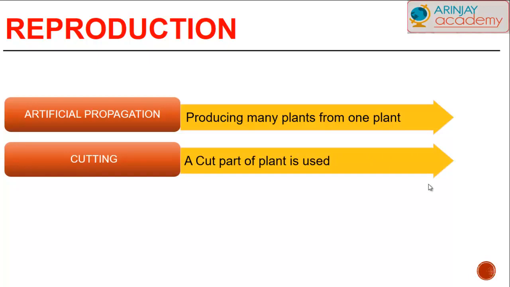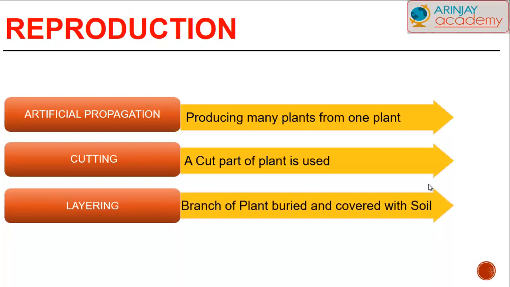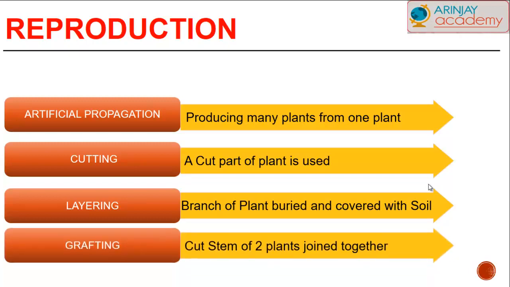Cutting is when a part of a plant is cut and used to grow a new plant. Layering is when a branch of a plant is buried in the soil and later on grows into a new plant, whereas grafting involves two plants that have been cut and their stems joined together.